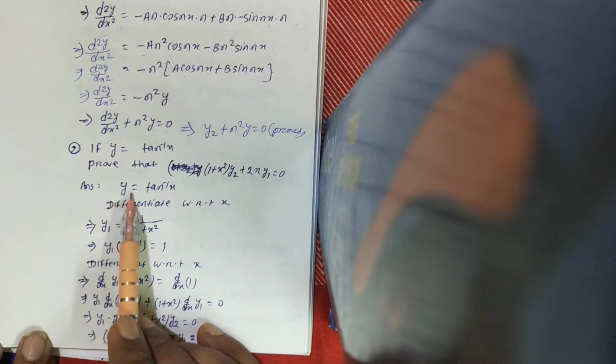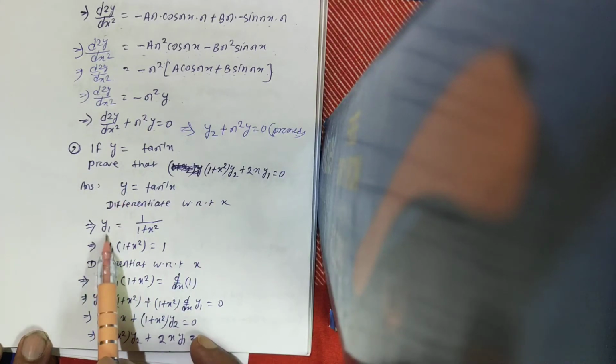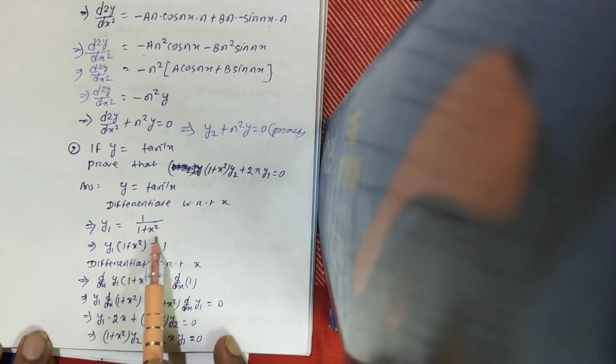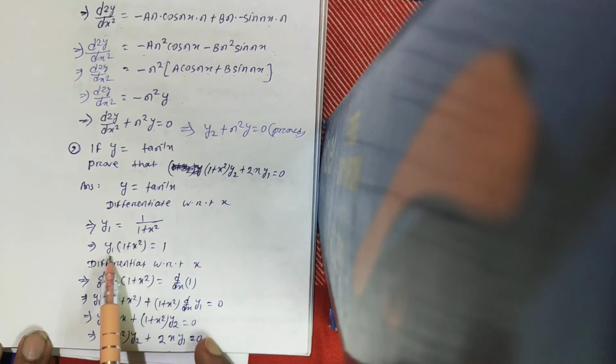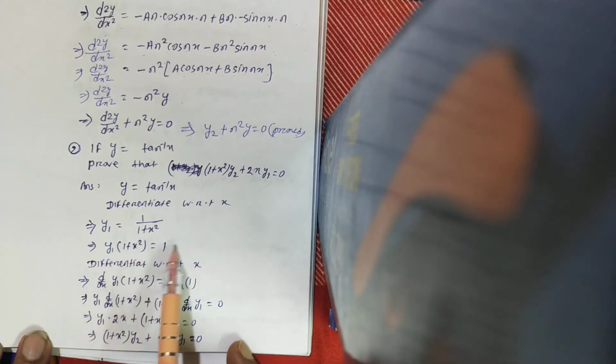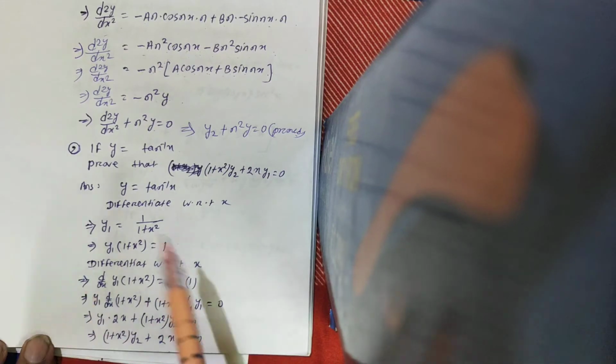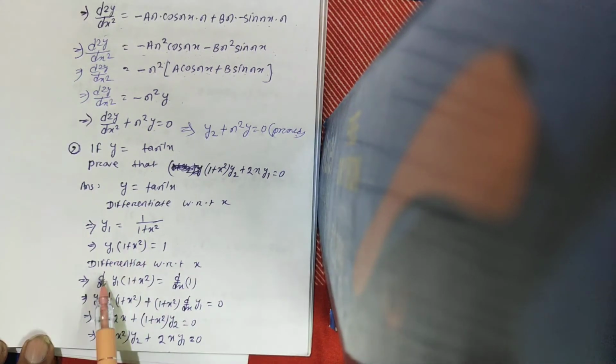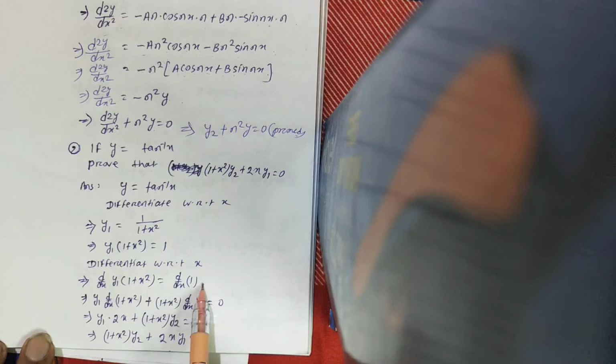So the derivative of y will be y1. The derivative of tan inverse x is 1 by 1 plus x square. Now cross multiplying, we get y1 into 1 plus x square is equal to 1. Again differentiating the above function with respect to x, we can write d by dx of y1 whole into 1 plus x square is equal to d by dx of 1.